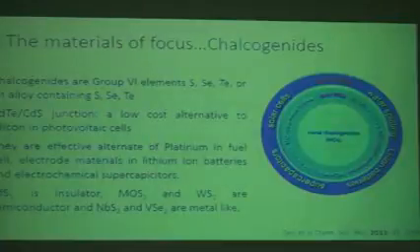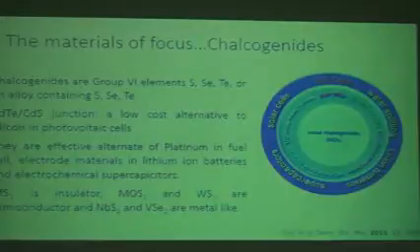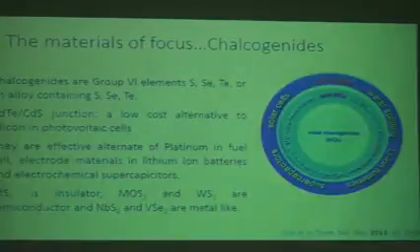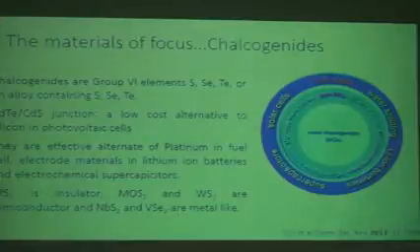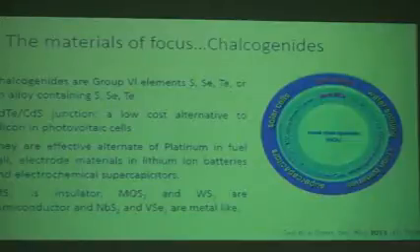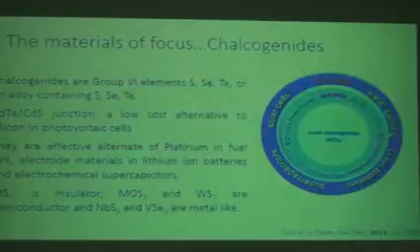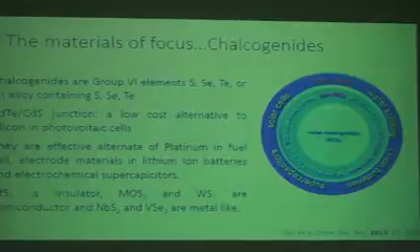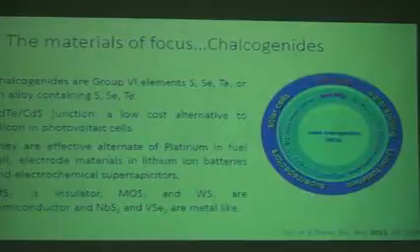For today's talk, I am focusing only on the metal chalcogenides. These are the materials of the future. Very soon we will come to why they are materials of the future. If you can see this particular picture, it addresses most of the storage and conservation of energy: fuel cell, solar cell, water splitting, which provides the hydrogen, lithium ion batteries, supercapacitors. These are all applications of these metal chalcogenides.